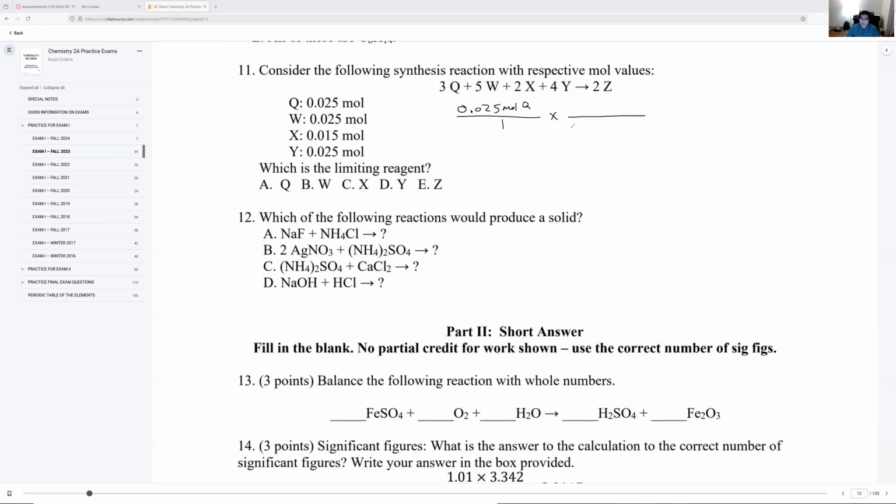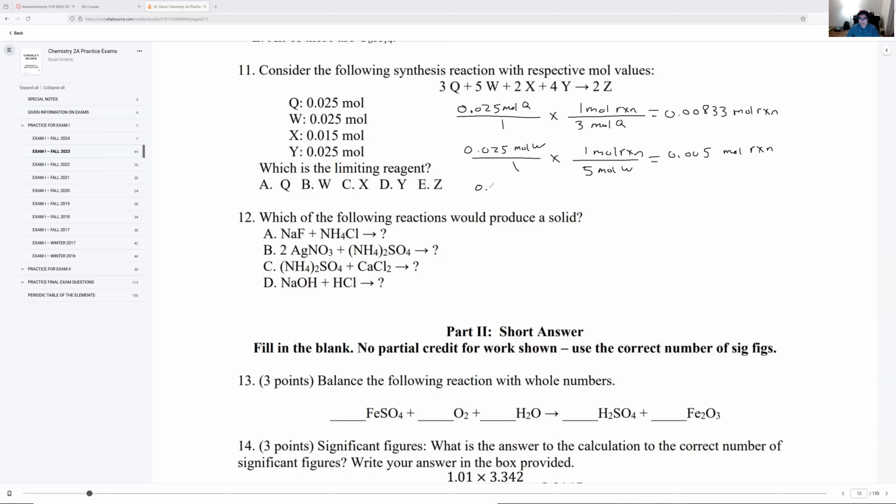If you wanted to keep the units, right? It would be for every 3 moles of Q, you have 1 mole of reaction. That's not evenly divisible by 3. We get 0.00833 moles of reaction. So that's for Q. For W, we do the same thing. Mole W, mole reaction. For W, we use 5 moles of it for every 1 reaction. This one's 0.005 moles of reaction.